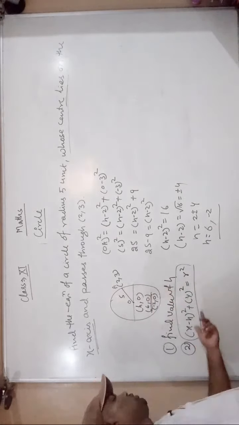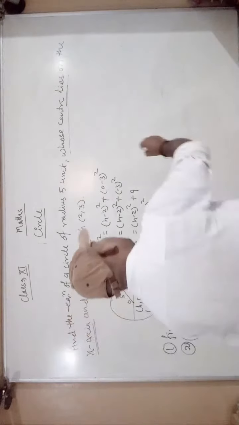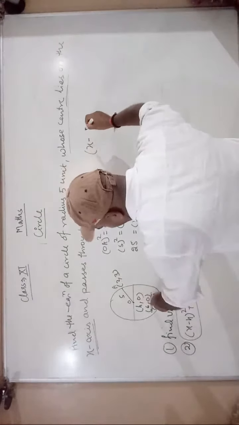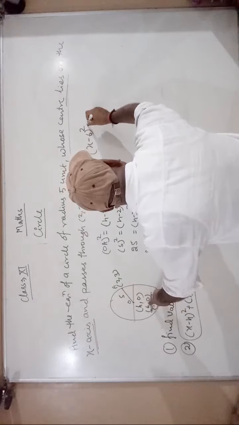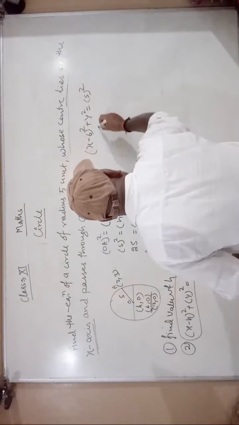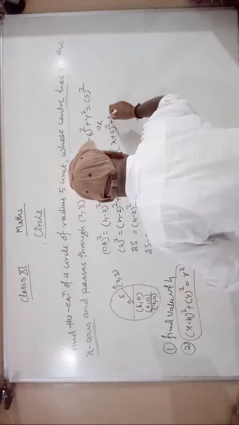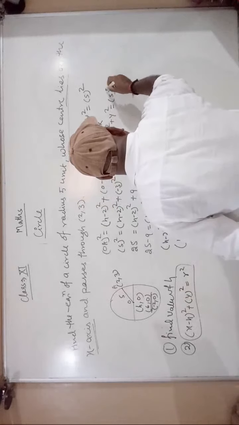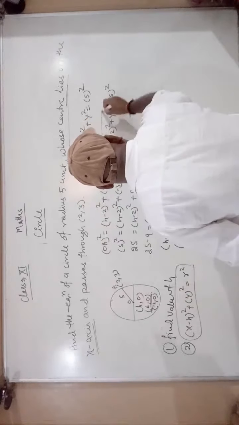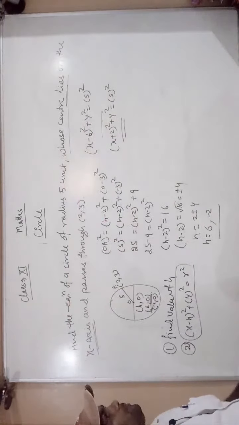Again, now we will use this formula to find the equation of the circle. That is x minus 6 square plus y square is equal to square of 5, or the other one will be x minus minus 2, that is x plus 2 square plus y square is equal to again square of 5. So two equations we will get. Okay.